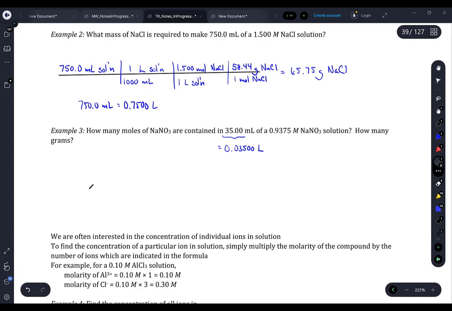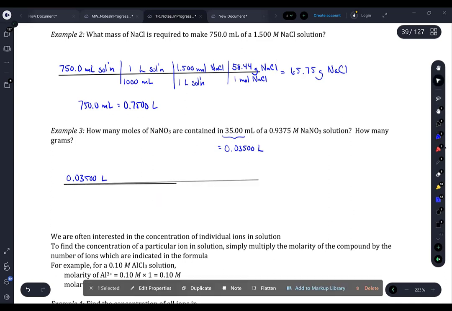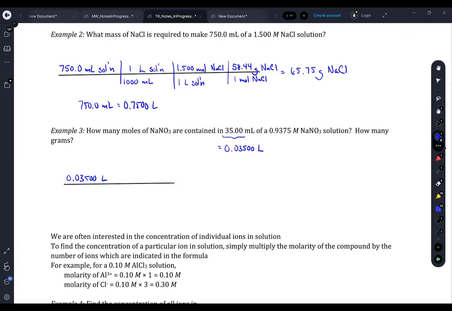Okay, so very, very similar to the last question, except we're going to do it in two parts. I'm going to start off, actually, no, I'm not going to do it in a weird way. 0.3500 liters. So liters of the solution, since there's only one solution, I'll just write solution. If there's two solutions in the problem, I would have written the formulas instead, so I don't confuse them.